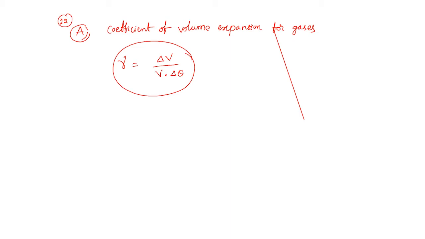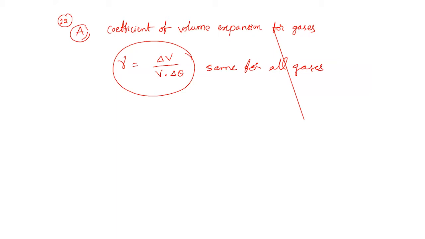Why? Because if you raise the temperature of any gas by 1 degree centigrade, and allow it to expand, the change in the volume is more or less same for all the gases. Why is it same for all types of gases? Because that expansion of gases itself is more, right? Very large. So the change in the volume is more or less same for all types of gases. So this gamma is same for all gases.